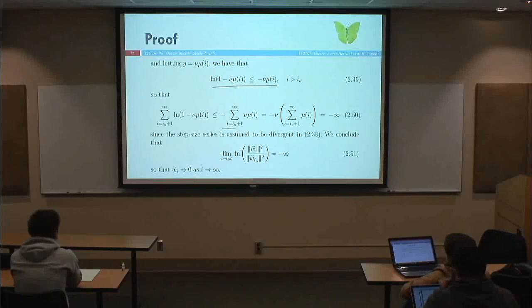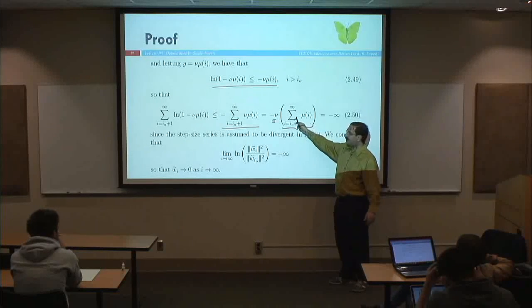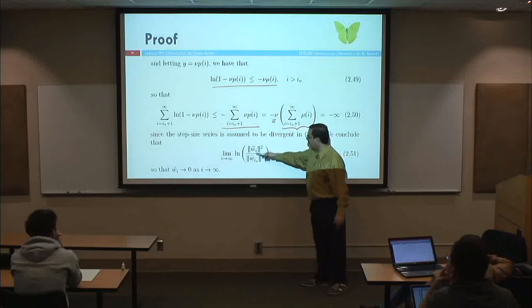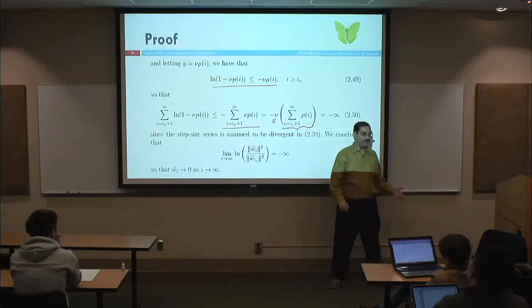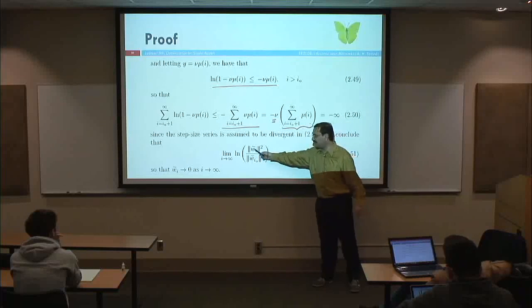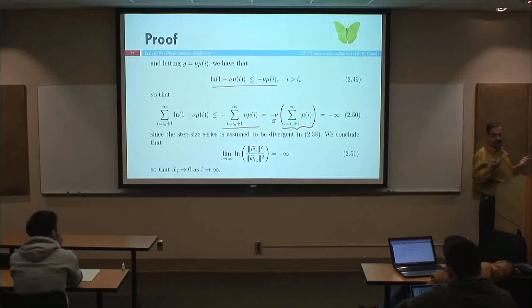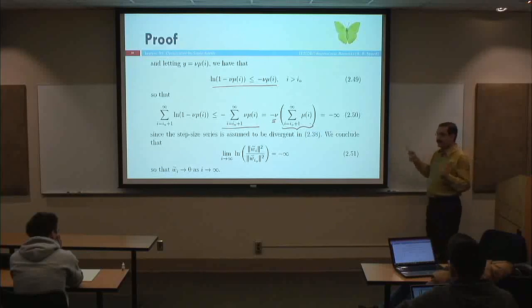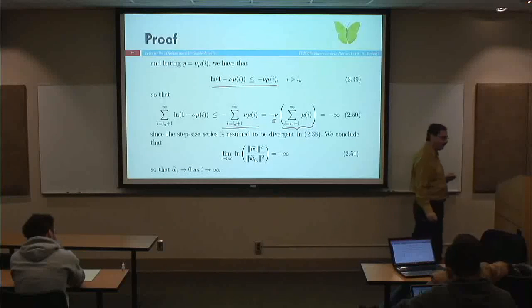So here it is. Take nu out. And now this sum, because the sequence diverges, goes to infinity. So you have the log of something going to minus infinity. So this ratio has to go to 0, w tilde has to go to 0. So this is one way to prove it. Of course, there are other ways. This is one way to prove that if your step size sequence satisfies these two conditions, the weight error vector goes to 0.